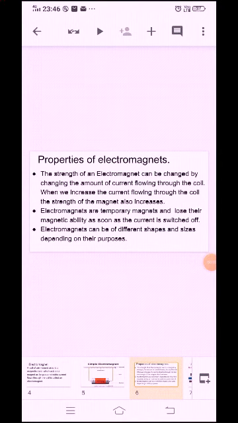The following properties of electromagnets make them very useful. First one, the strength of an electromagnet can be changed by changing the amount of current flowing through the coil. When we increase the current flowing through the coil, the strength of the magnet also increases. Second one, electromagnets are temporary magnets and lose their magnetic ability as soon as the current is switched off. Third one, electromagnets can be of different shapes and sizes depending on their purposes.